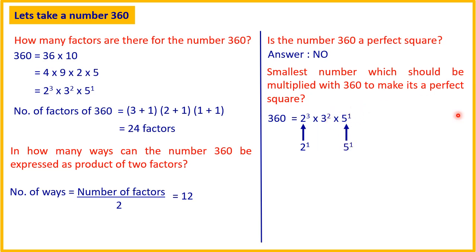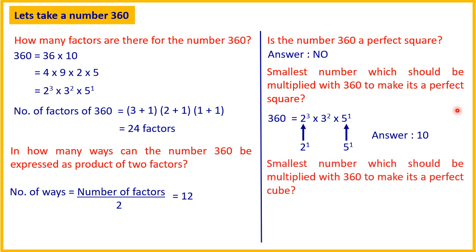Okay, so if I multiply the number 360 with one 2 and one 5, that is 10, it will become 3600, जिसका square root as an integer निकाल सकते हैं. So 3600 is a perfect square. So the smallest number with which I should multiply 360 to make it a perfect square is 10.